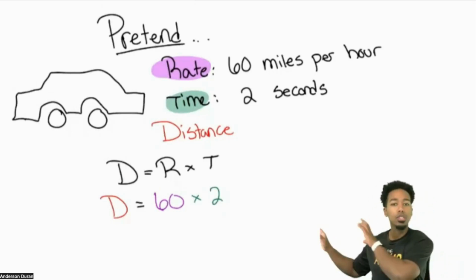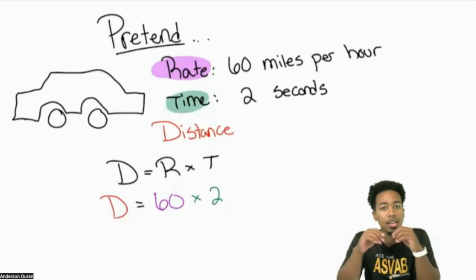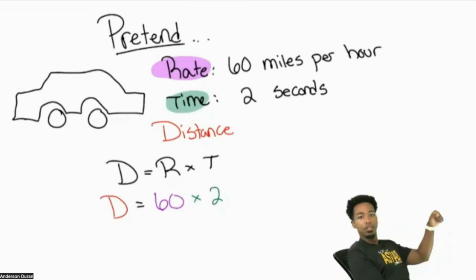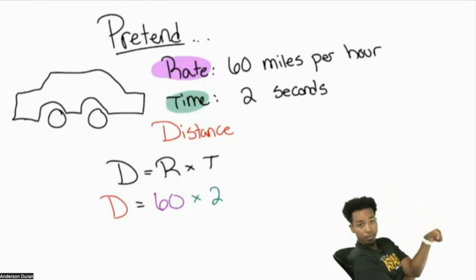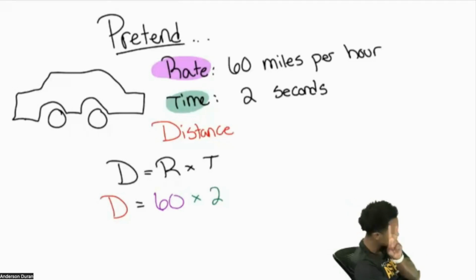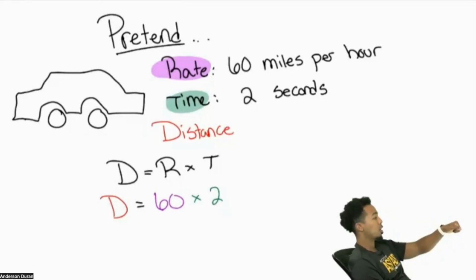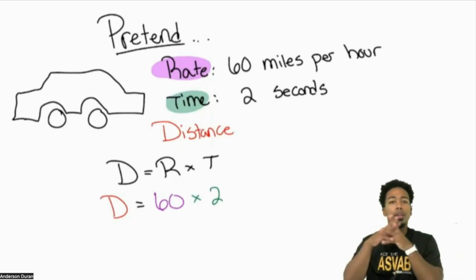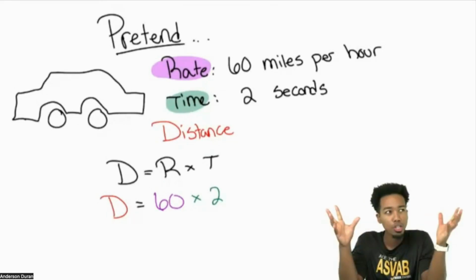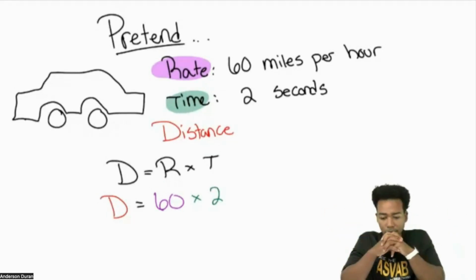Everybody, before I even solve this, let's think about this like reasonable people. Quick question: if I'm going 60 miles an hour in my brand new lemon, which is an oxymoron, and I'm driving for literally 2 seconds, literally 1 Mississippi, 2 Mississippi, do you expect this car in 2 seconds to travel a large distance or a short distance? What's your opinion?